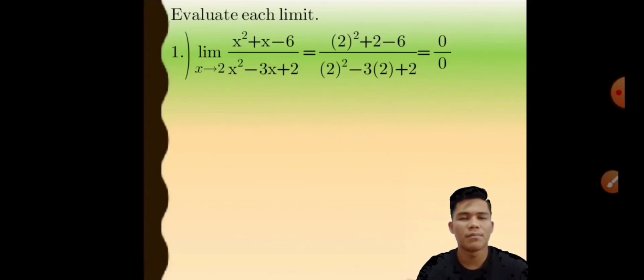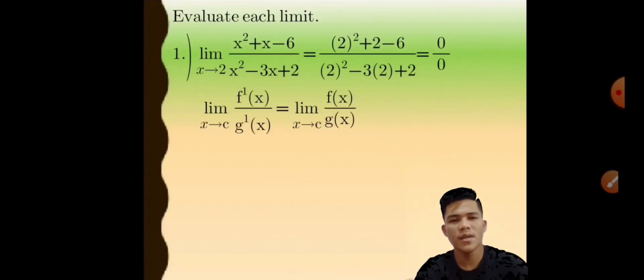So the given is in indeterminate form. So now we are going to apply the L'Hopital's rule, which is additional work, and we can get the value of our given. Okay, so in L'Hopital's rule, we have the limit as x approaches c of f of x over g of x is equal to the limit as x approaches c of f prime of x over g prime of x. So for the given, we have the numerator and denominator. We derive the numerator and also the denominator.